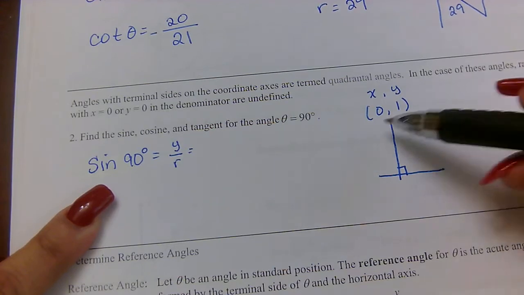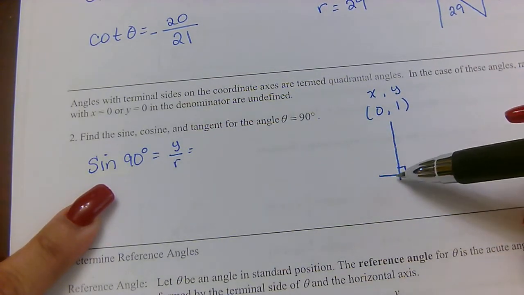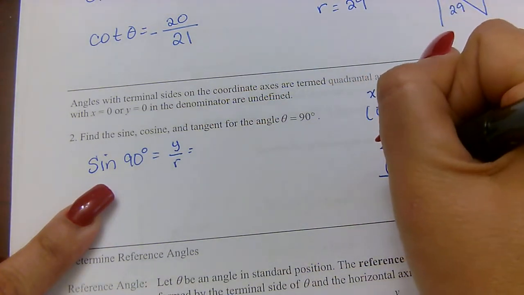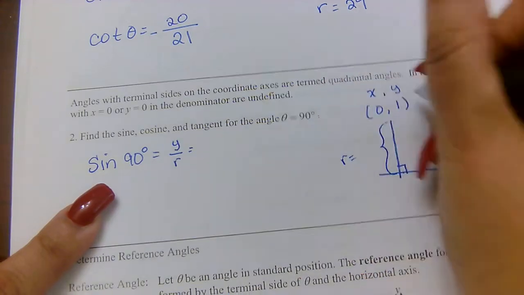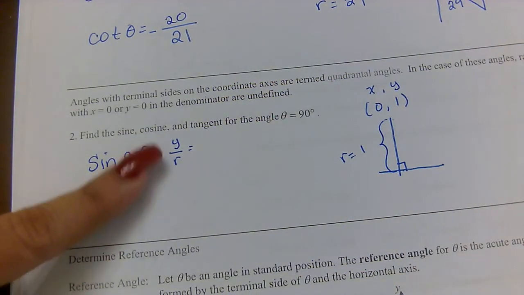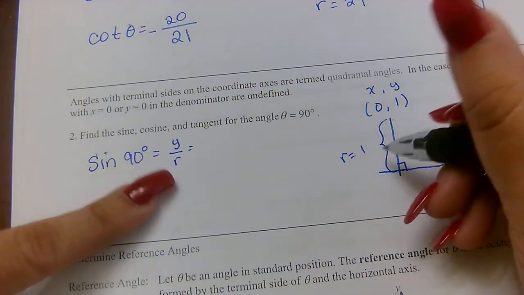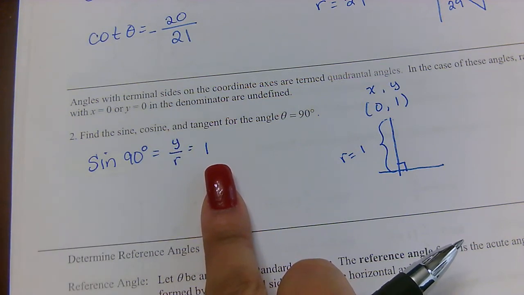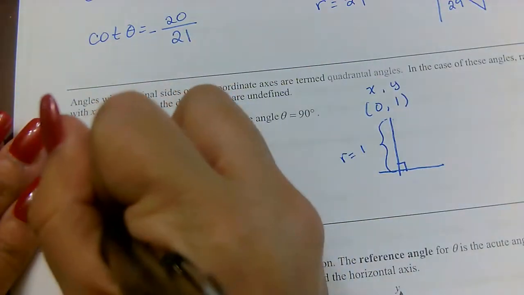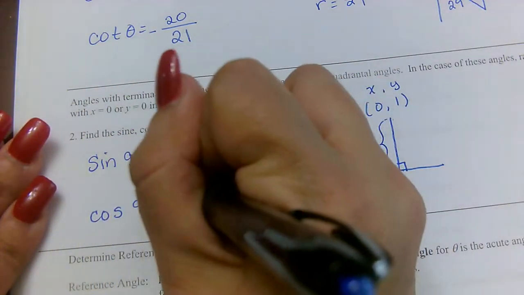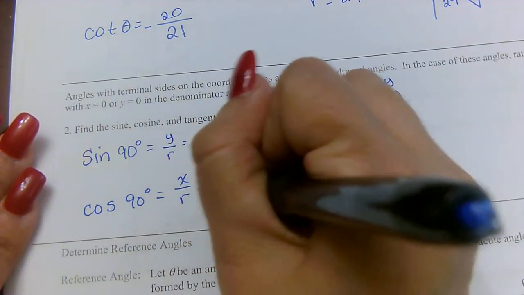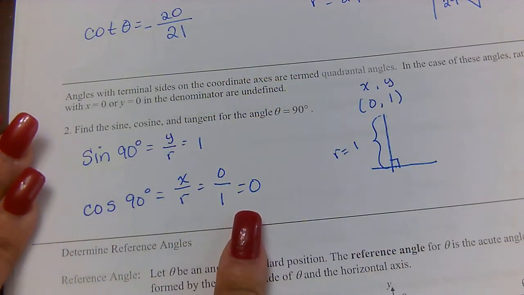Well, if you look at a circle here, the r would be the distance between the origin and that point. So here, r is going to be equal to 1. So y is 1, r is 1. So the answer here would be sine of 90 degrees is equal to 1. Okay, let's look at the next one. Cosine. So cosine of 90 degrees is going to be x over r. Well, what is x? X is 0, r is 1. So cosine of 90 degrees will be 0.